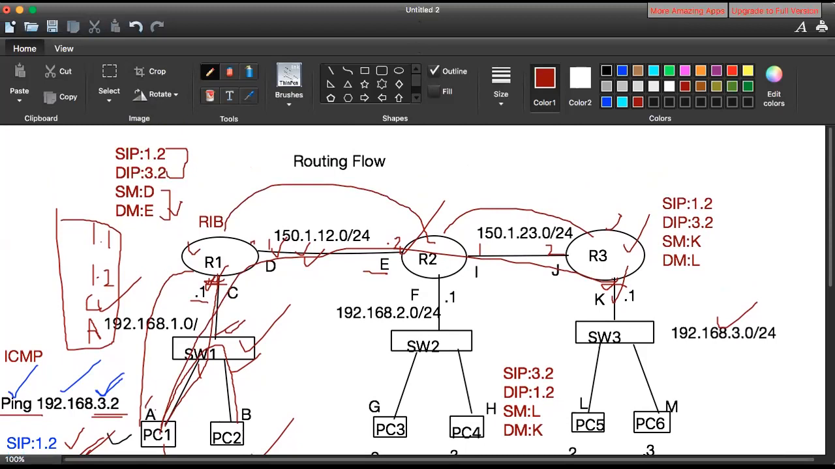What's RIB once again? What's the full form of it? Routing information base.